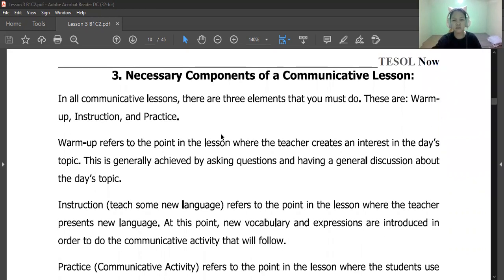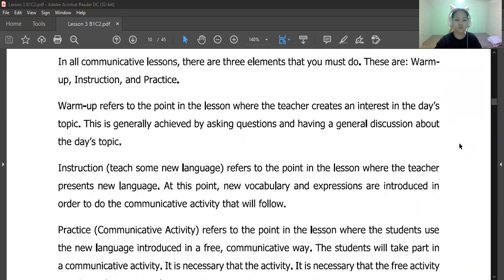So what are the necessary components of a communicative lesson? In all communicative lessons, there are three elements that you must do: warm up, instruction, and practice. Warm up refers to the point in the lesson where the teacher creates an interest in the day's topic.